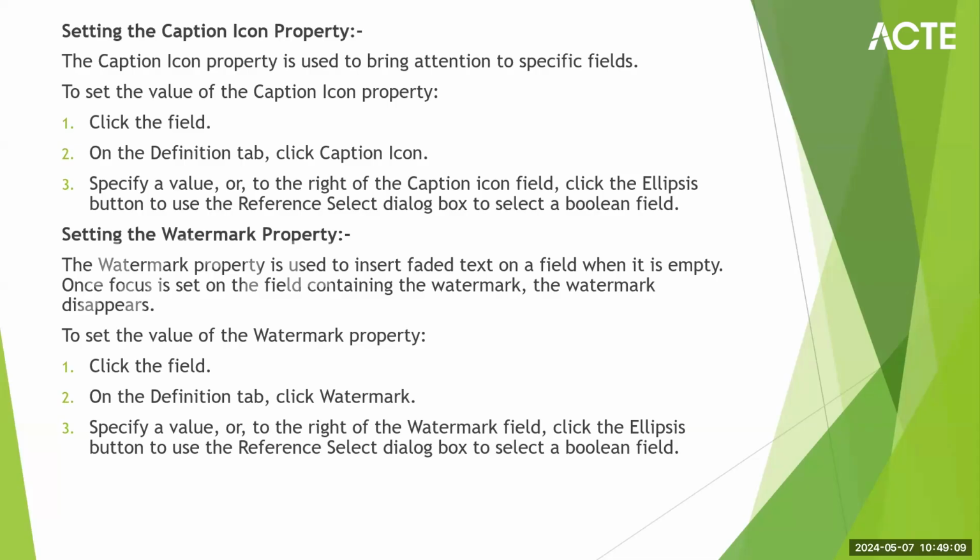This is only for fields. We are talking entirely about fields on this topic; these properties are only on the fields. Click on the field on the definition tab, click watermark and specify a value, or click on the ellipsis button and you can map the respective field ID which already exists in the current manuscript.